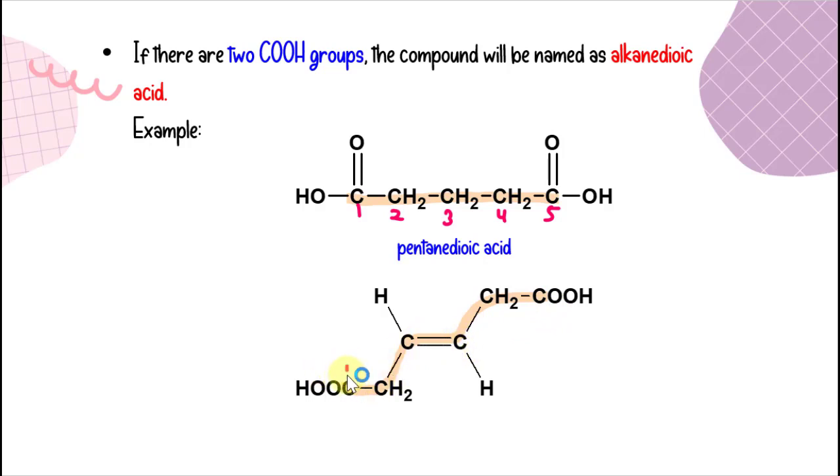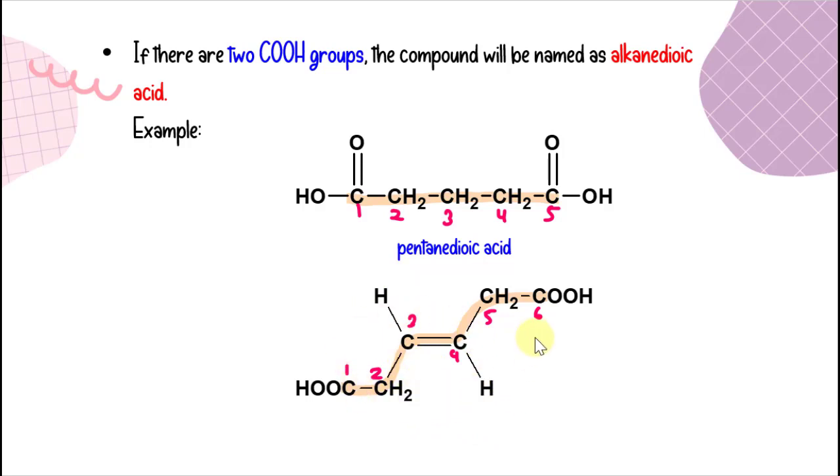So let's say I'll number it like this, 4, 5, 6. Since this is a carbon-carbon double bond, and this carbon is attached to 2 different groups, this one also attached to 2 different groups, so it is a cis or trans isomer. Since the hydrogens here are on opposite sides like this, it is a trans isomer.